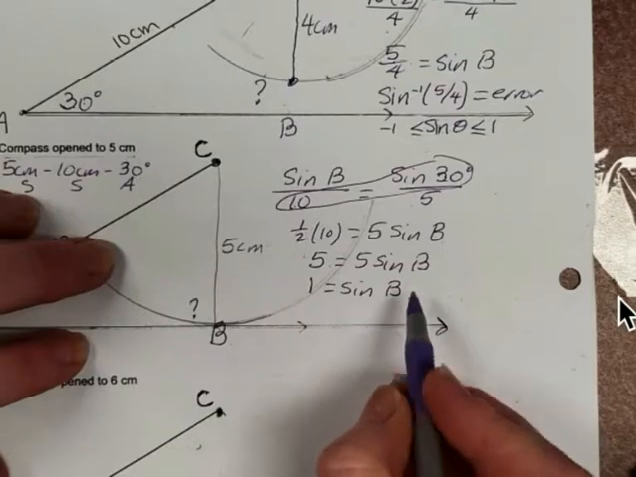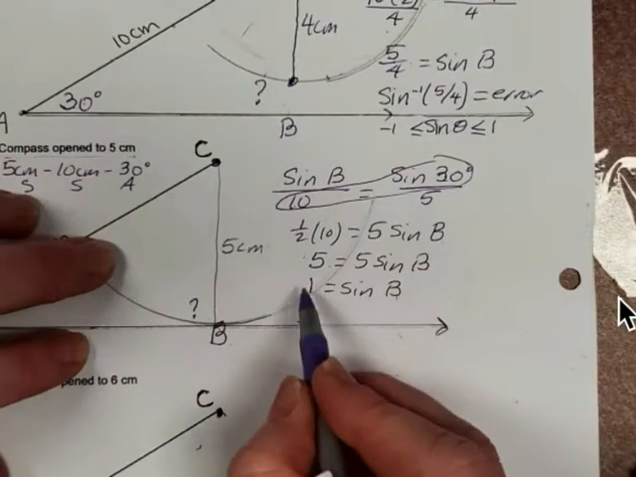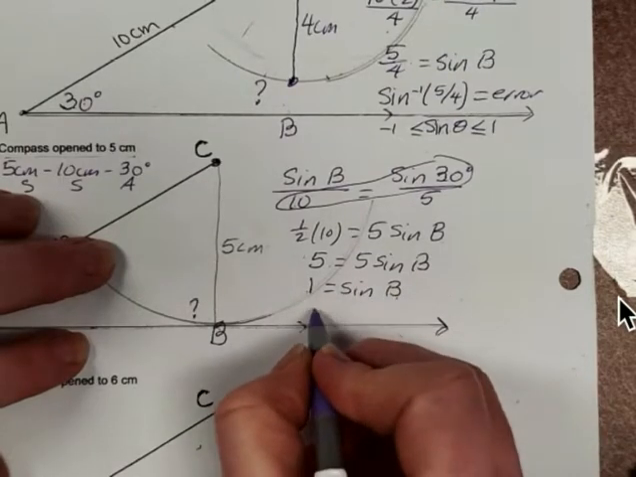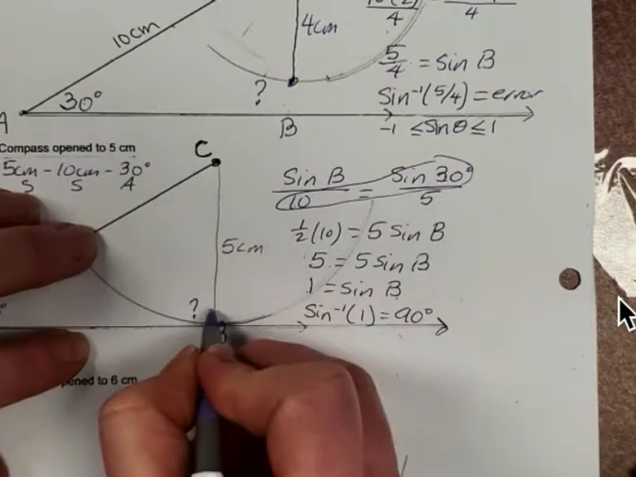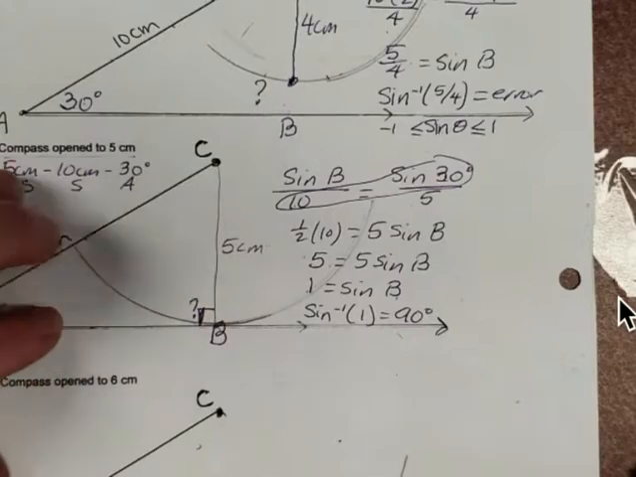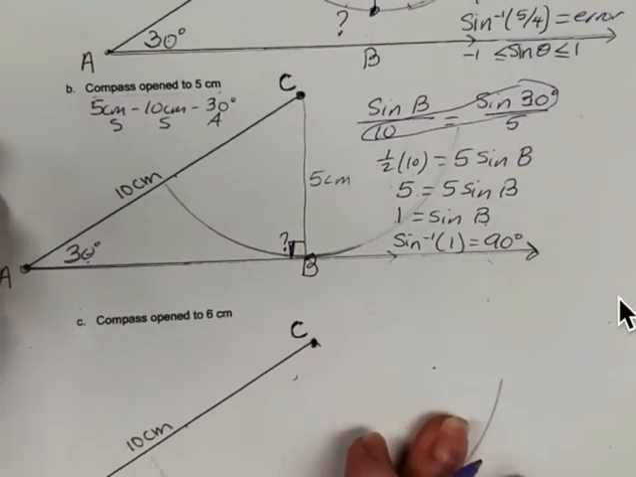So we need to know what angle measure has a sine of 1, and that's a 90-degree angle. Again, if you go to the calculator and do the sine inverse of 1, you'll get that that is a 90-degree angle, or a right angle. So the measure of angle B would be 90 degrees.